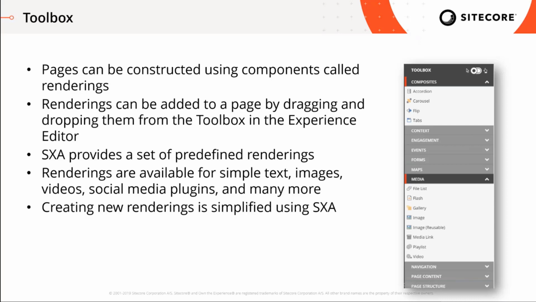Each page is constructed using components called renderings. And those renderings can be added to the page simply by dragging and dropping them to the page in the Experience Editor. SXA already provides a big set of predefined renderings, simple things like image rendering or video rendering or rich text rendering and many more. But no worries, it's very easy to create your own renderings and components with custom logic, or they are simply configured or renamed, whatever is needed in your project. And this is also what we are going through in this episode.